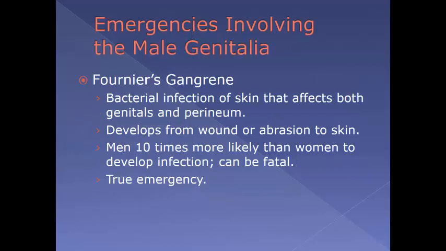Now, Fournier's gangrene. This is a bacterial infection of the skin that affects the genitalia and the perineum, usually from a wound or abrasion to the skin. Men are 10 times more likely than women to develop it, and that can be fatal. All right.